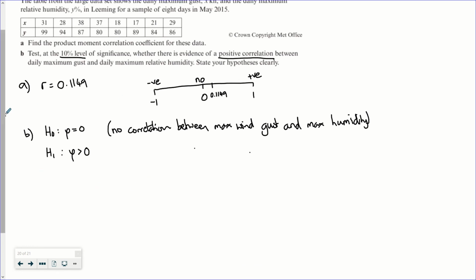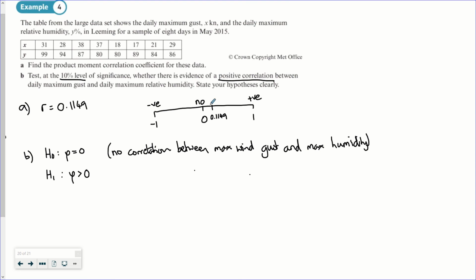So we're going to have to look at our table in order to work out what the critical region, what our rejection region, is going to be. So we're working at the 10% significance level, and this is a one-tailed test. The reason why it's a one-tailed test is because we're only interested in the critical region on the right-hand side, because we're asked to test whether there's a positive correlation.